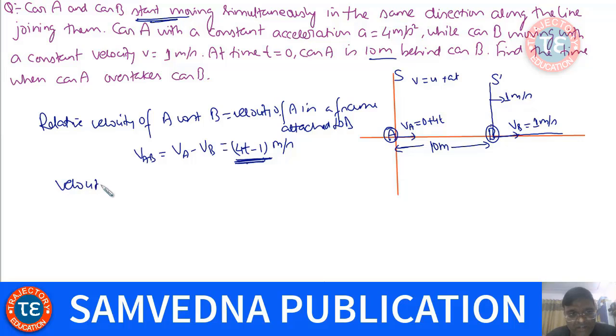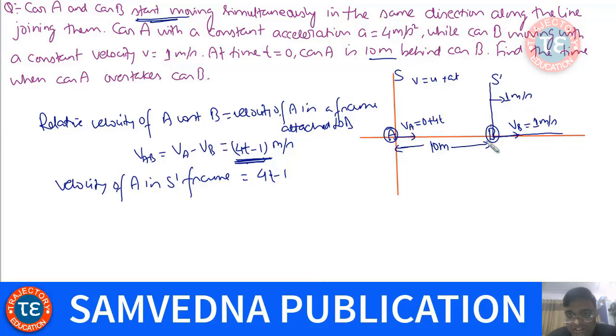So the velocity of A in the S dash frame, that's the relative velocity. Relative velocity means this only. Relative velocity of A with respect to B is the velocity of A in a frame attached to B. And I want that when A comes to B, that means it covers a distance of 10 meter in this frame S dash. So the velocity of A in the S dash frame is 40 minus 1, right?